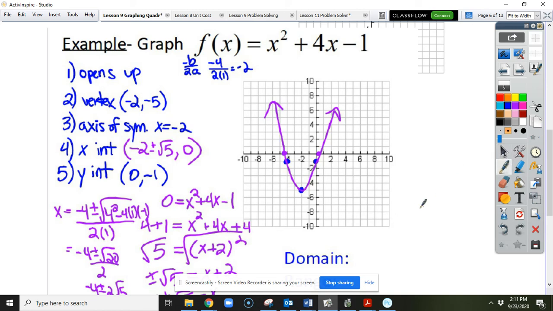Okay, my domain here. Domain is negative infinity to infinity. That's true for parabolas. And then the range, we're starting at negative 5 included, and we're going up to infinity. So hopefully that's what you have. Check in with me if it's not.